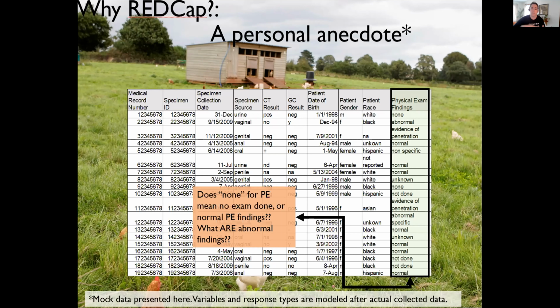Another element to the physical exam piece is here, abnormal. We weren't really clear about, at the outset, what characteristics we want to use to define what an abnormal physical exam is. So it's all mucky.